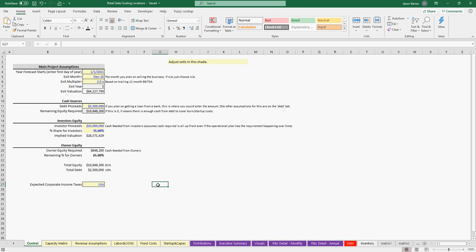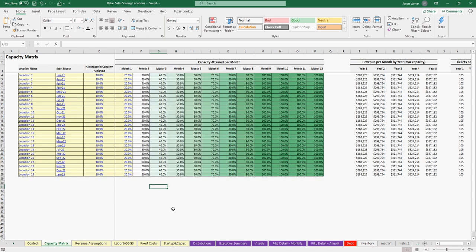Corporate income tax. We're going to get a little bit into taxes, but it's not a huge part of this. But I have put in dynamic logic to figure out estimated, kind of, what your taxes might be. Okay, so now the fun stuff.